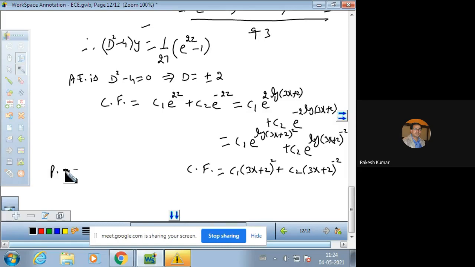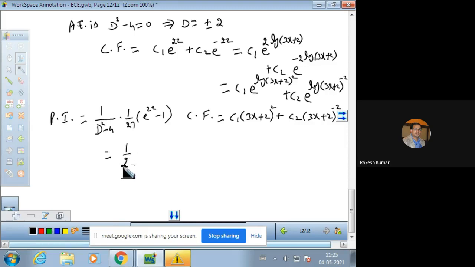Now let us find out the particular integral. That will be 1 upon D square minus 4, and this is the term 1 by 27 e raised to power 2z minus 1. So 1 by 27 can be written outside. So 1 by D square minus 4 into e raised to power 2z, and 1 is also there. So this is a negative 1 over D square minus 4. For this one, you can write down e raised to power 0z.